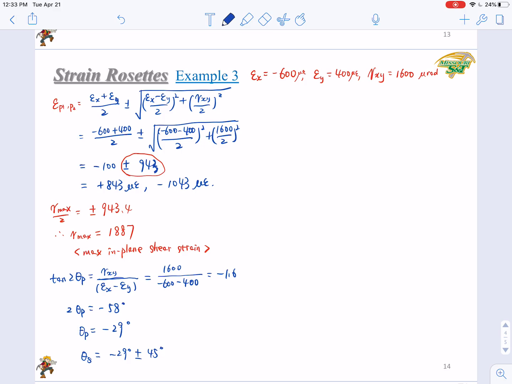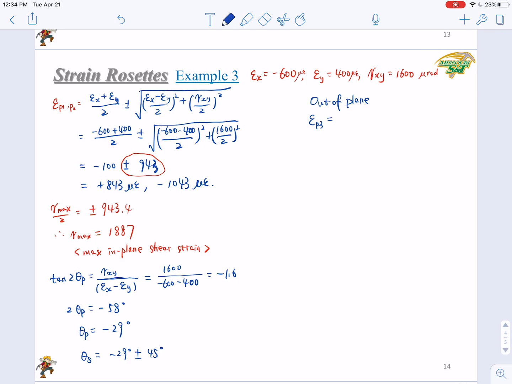As we included another equation in the previous slides, we can also calculate the out of plane strain. With the out of plane strain, you'll be able to find the third principal strain, that is epsilon P3, the other principal strain.